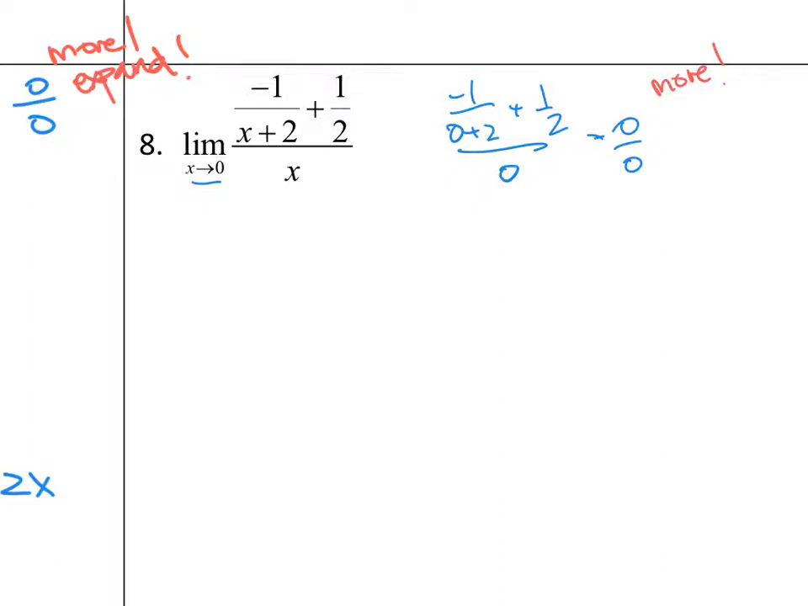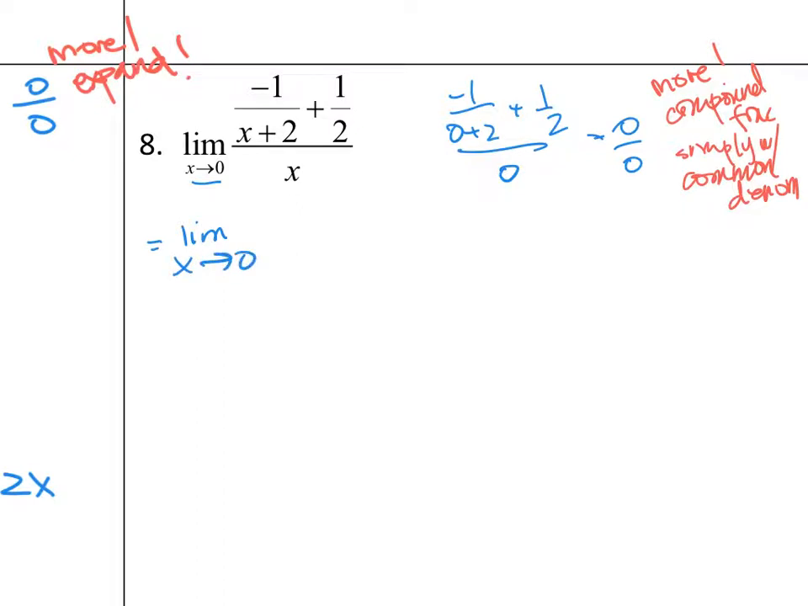And in this case, because we have a compound fraction, we would need to simplify with common denominators. That's what we would use to simplify this. So, if we are taking the limit as x goes to 0, this is the part that you need to make sure you're comfortable with. Do you see how we have that x plus 2 in a denominator? And we also have a 2 in the denominator?